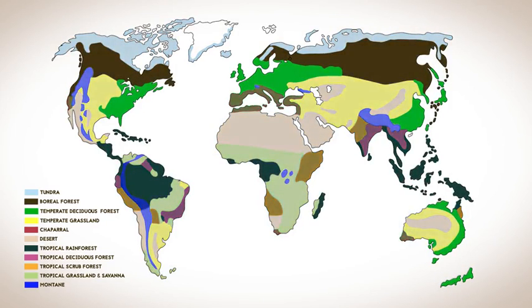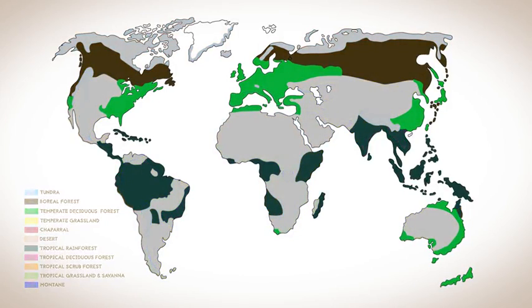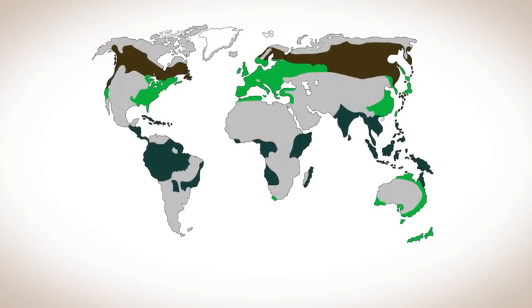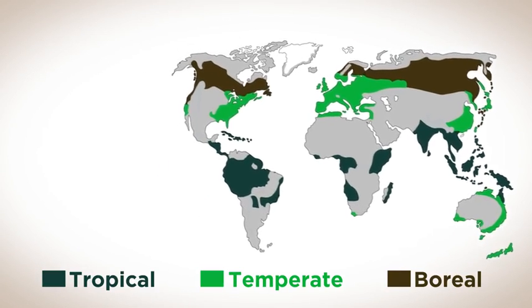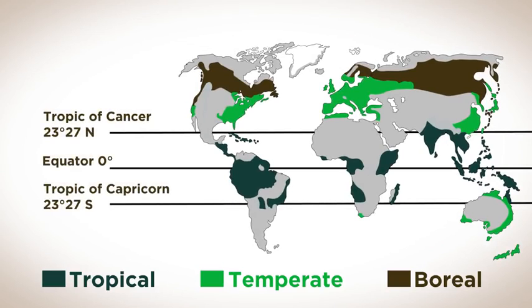For now, I'm going to simplify all the forest ecosystems in the previous map into 3 broad biomes: the tropical forests, the temperate forests, and the boreal forests. This creates a much simpler map where you can clearly see that these 3 forest types form 3 bands around the planet that coincide nicely with latitude. Tropical forests straddle the equator, from the Tropic of Cancer at around 23 degrees north to the Tropic of Capricorn at around 23 degrees south.